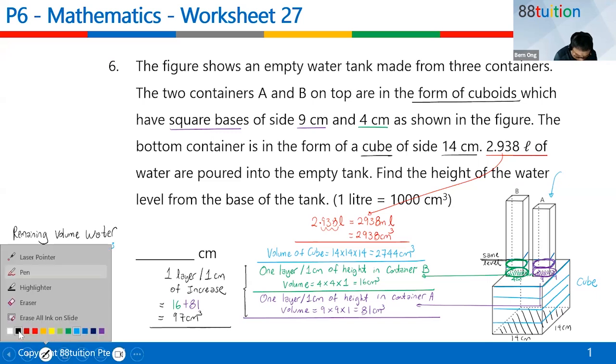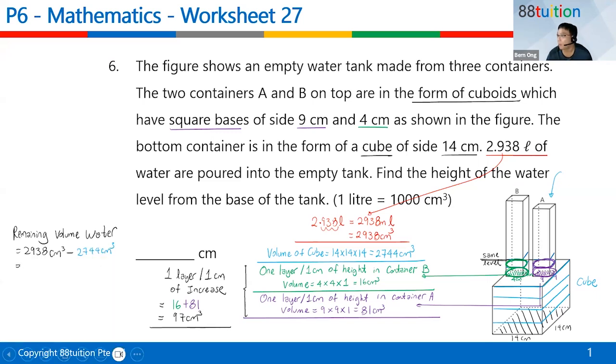So this remaining water, 194 cm cube, will actually go into where? It will go into the A and B, but by layer, so one layer is 97 cm cube. I still have this amount of water. So in 194 cm cube, how many layers of 97 cm cube are there?